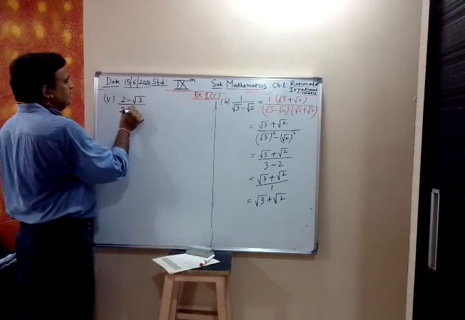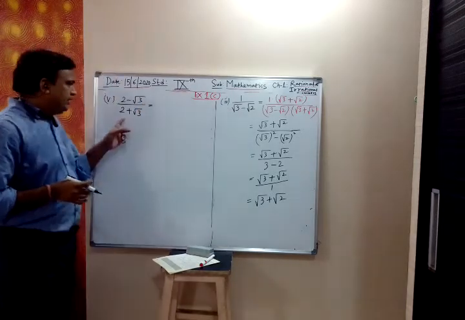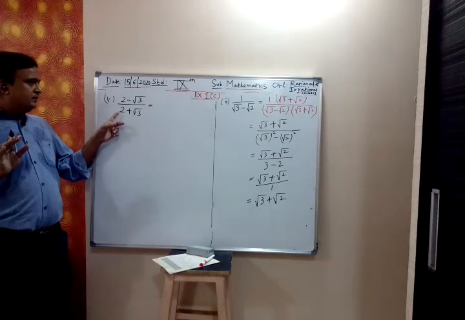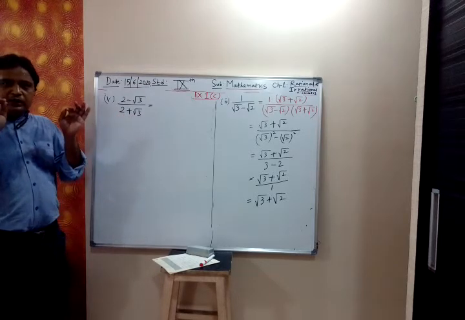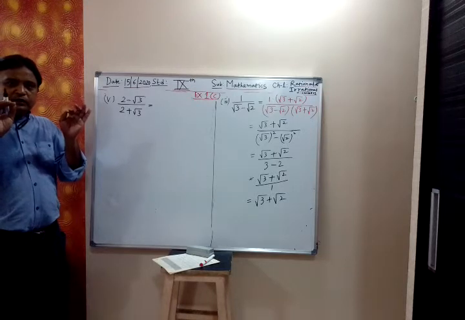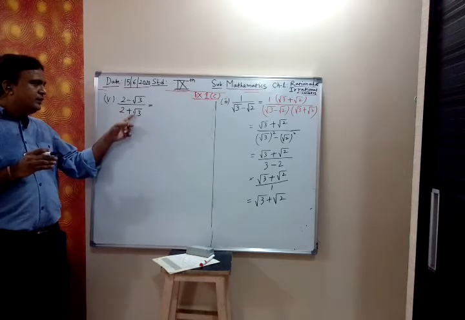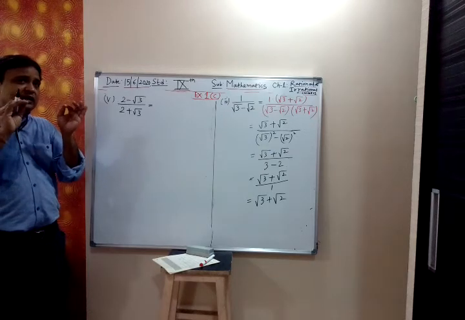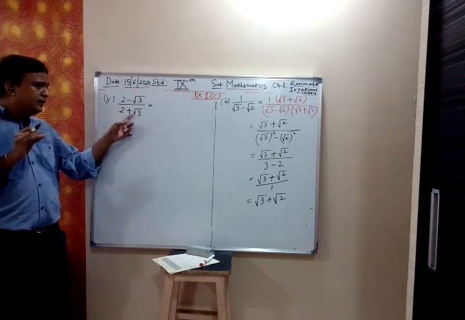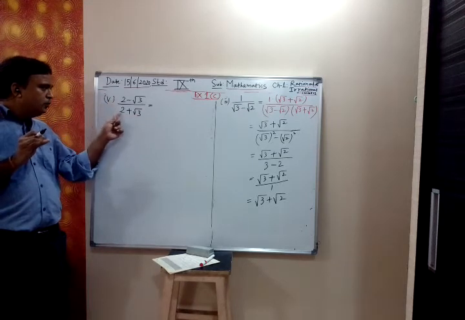upon 2 plus root 3. Now we have to rationalize the denominator. In the denominator we have 2 plus root 3. So you remember, in rationalizing the denominator, we multiply by the same number but opposite in sign. This you have to remember. The denominator is 2 plus root 3, so same number, opposite in sign will be 2 minus root 3.